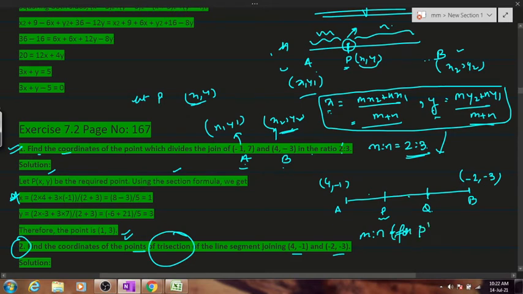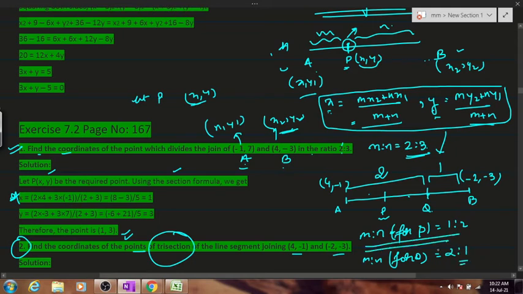This is for P. Very good. 1 is to 2. And M is to N for finding Q will be 2 is to 1, right? Did everybody understand how you will proceed with this numerical for finding point P? You forget point Q now.